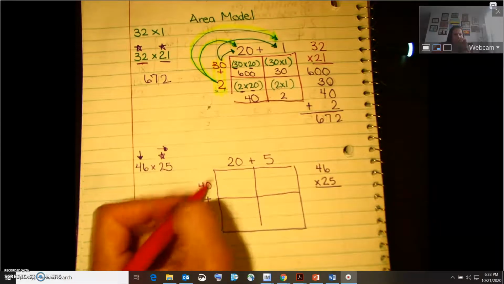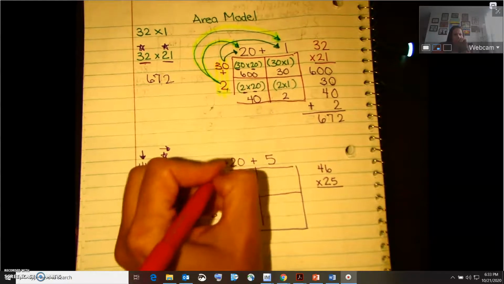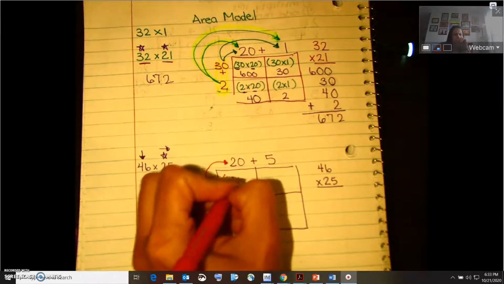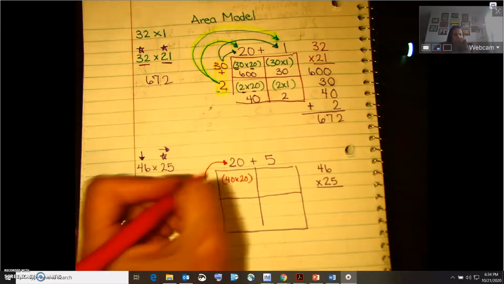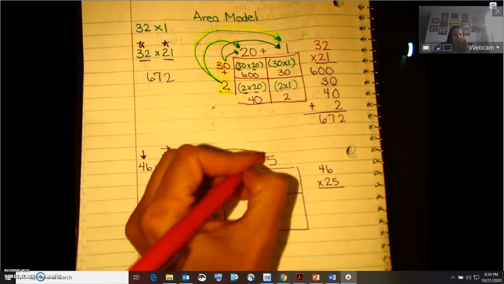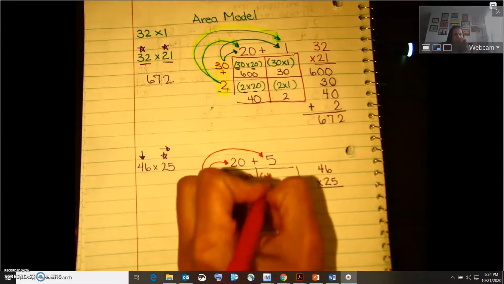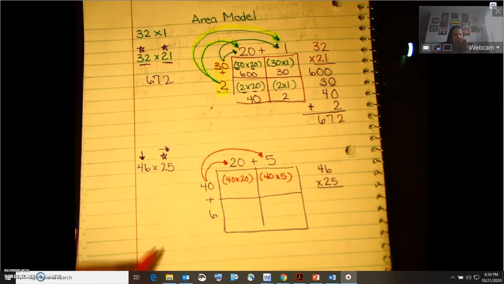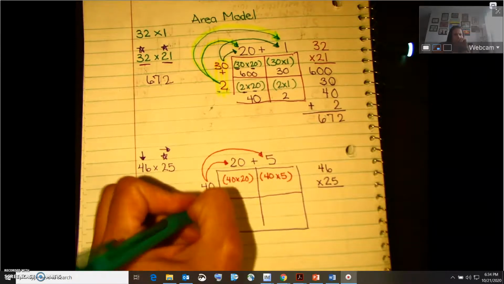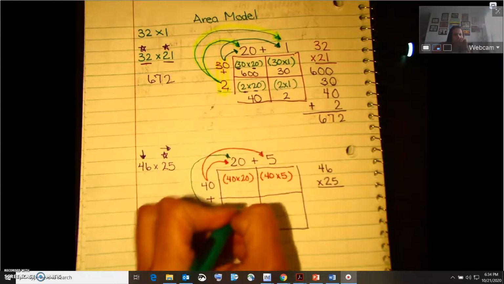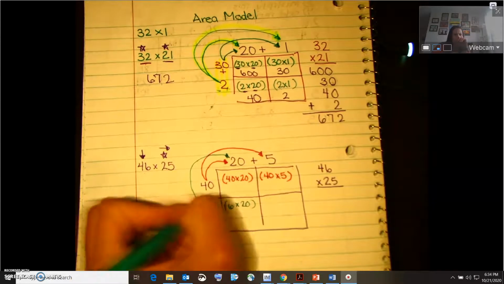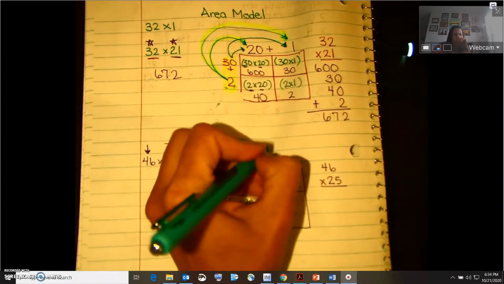All right, so we have to distribute 40 times 20. And my friends, I want you to write these in here. I don't want you just to be putting the answer. That way I know what you're multiplying. Now we have 40 times 5. Okay, let's see how this one looks. Now let's distribute 6. That's a little better. Okay, 6 times 20, and then 6 times 5.